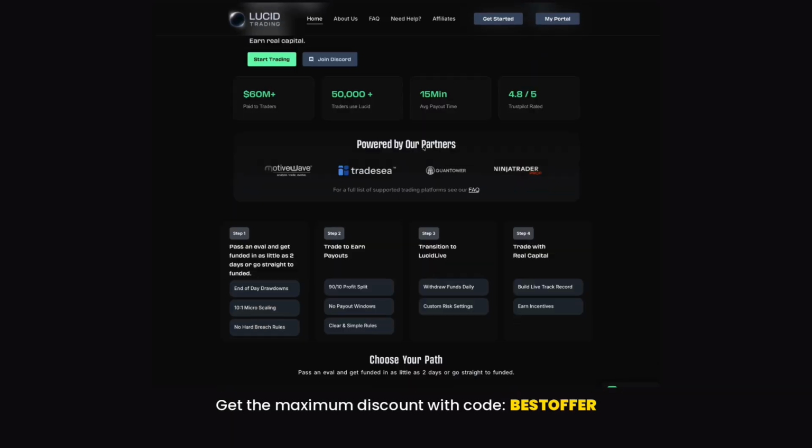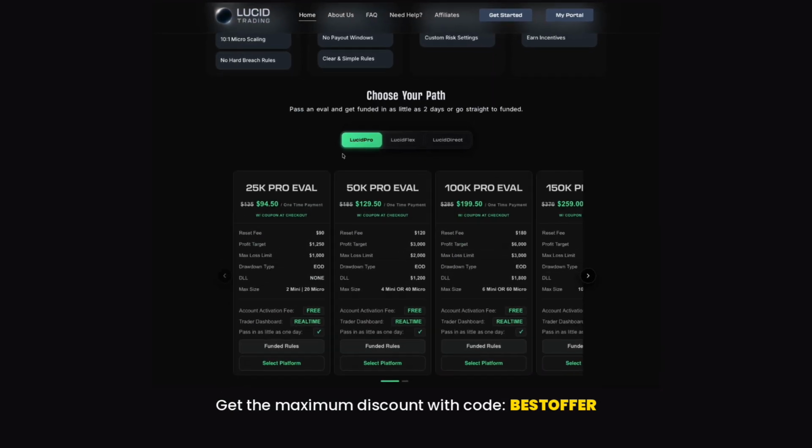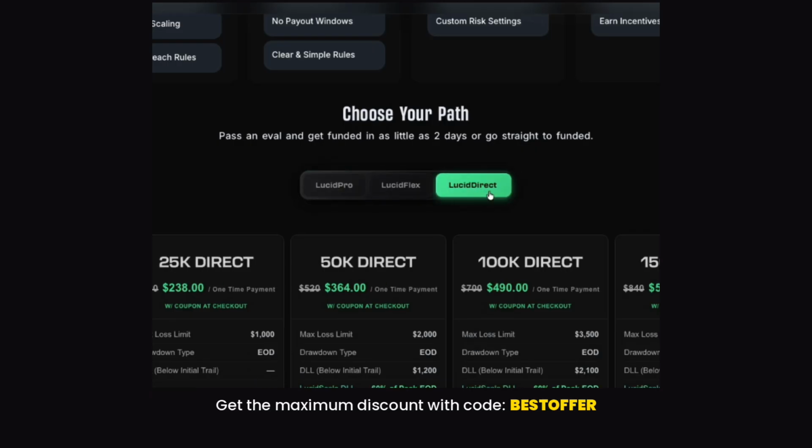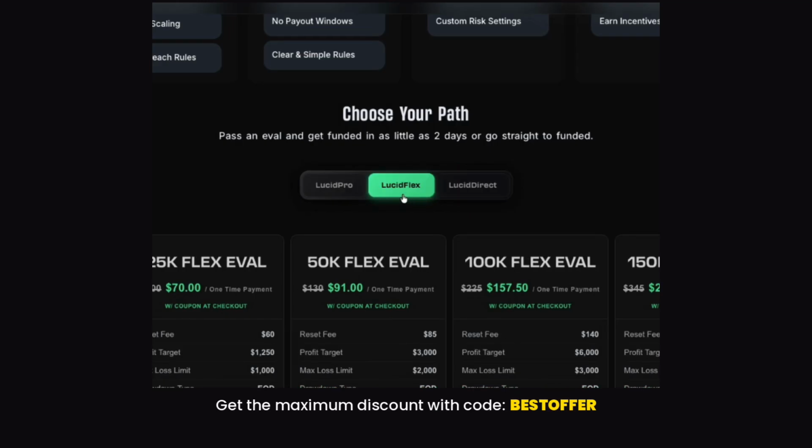All right, so first thing first, let's see the plan that we can use. We have Lucid Pro, Lucid Flex, and Lucid Direct. But there are some things to keep in mind. So now we are going to break every plan down to understand better what to choose and what are the conditions. But first thing first, I want to show you a trick.